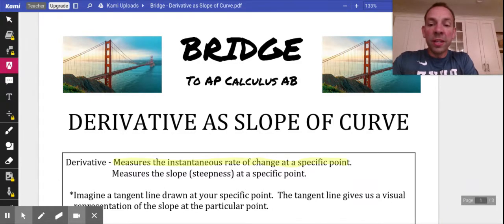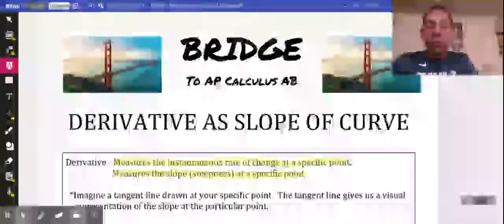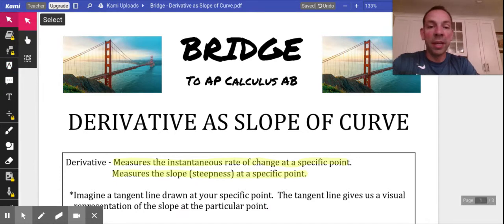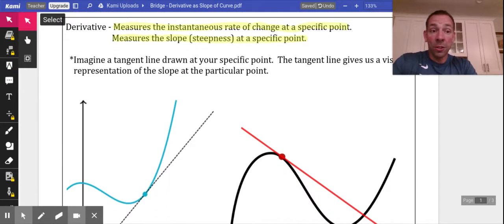Or another way to say derivative is it measures the steepness or it measures the slope at a specific point. So for a visual reference here, when we give you a specific point, just try to visualize a tangent line being drawn at that point. And the slope of that tangent line helps us identify or estimate what the derivative could be at that point. So in a nutshell, anytime this gets confusing, just replace the word derivative with slope and you'll never go wrong.